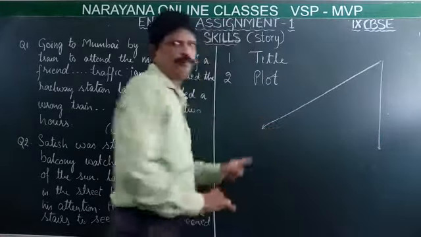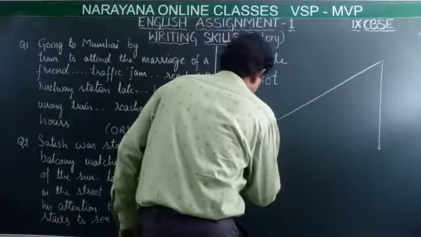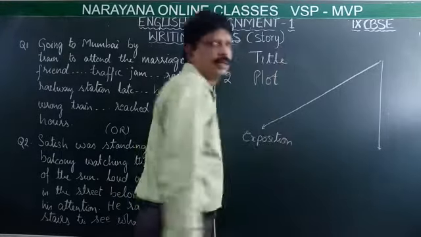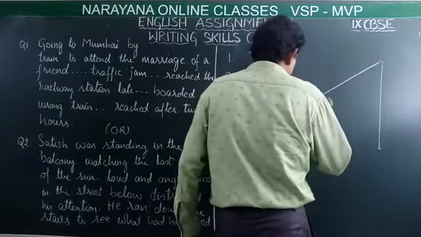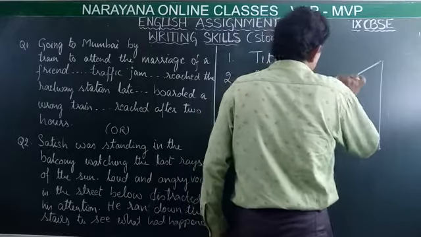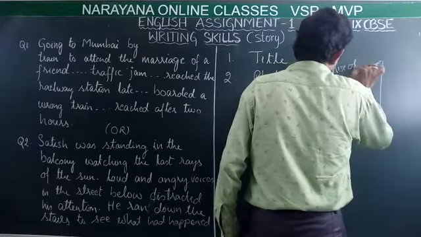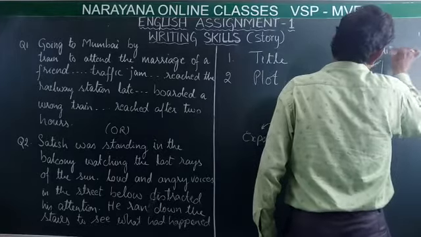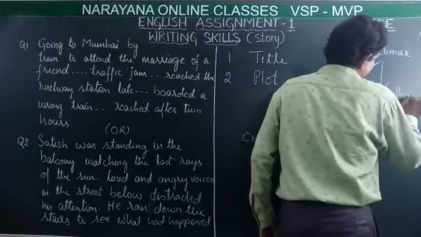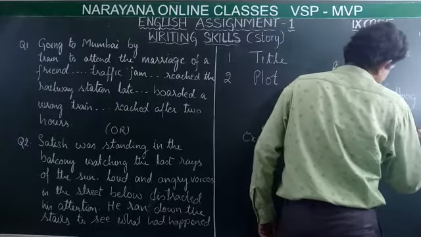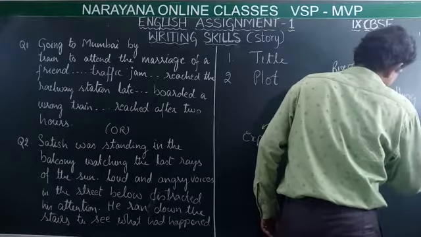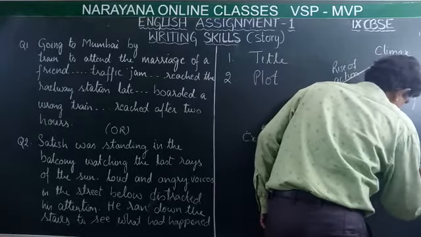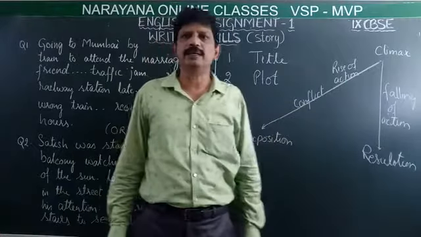First of all, the first part is the exposition. The second part is the conflict. The third part is the rise of action. The fourth part is climax. Then falling action. Last one is resolution. So these parts you should have in writing the story.